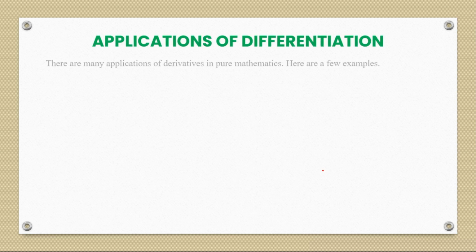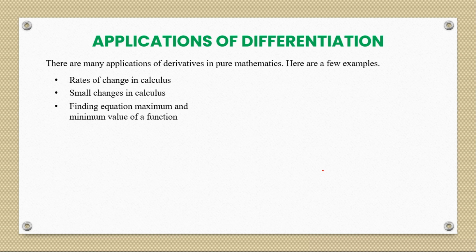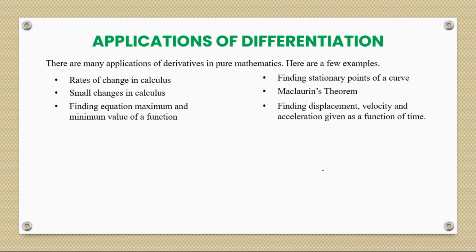So applications of differentiation. There are many applications of derivatives in pure mathematics, and here are a few examples. One of them is rates of change in calculus, small changes in calculus, finding maximum and minimum values of a function, finding stationary points of a curve, Maclaurin's theorem, finding displacement, velocity and acceleration given as a function of time. These are quite a few examples, but there are very many more, and we shall be looking at some of these.